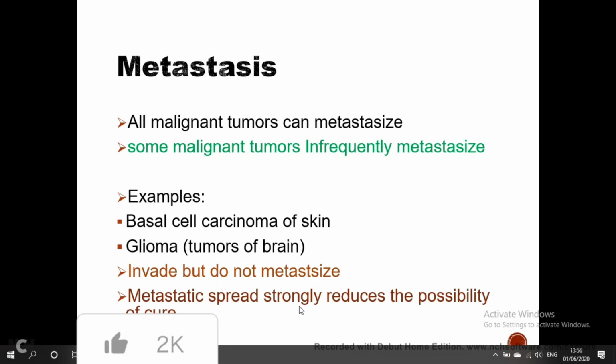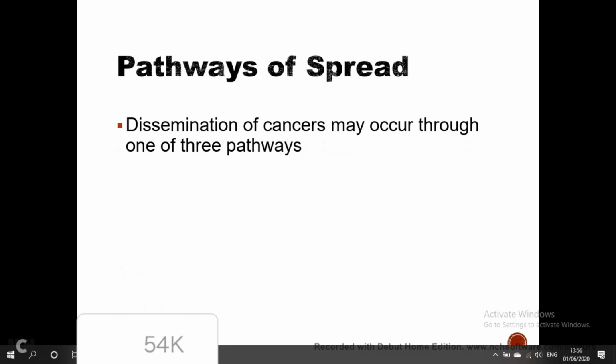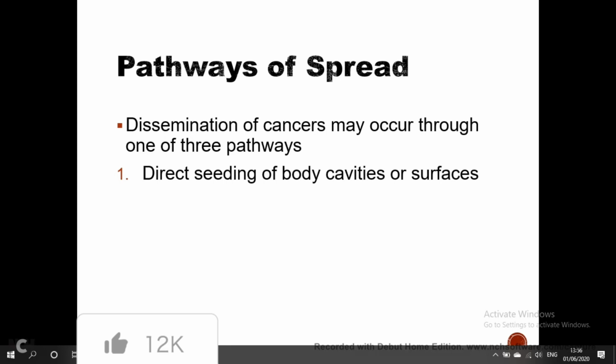Metastatic spread strongly reduces the possibility of cure. Yes, we know that if a tumor has already metastasized to different parts of the body, then it is very difficult to cure that tumor. Pathways of spread. Dissemination of cancers may occur through one of these three pathways. Either there will be a direct seeding of the body cavities. We all know that there are different cavities in the body, like the pleural cavity, peritoneal cavity, pericardial cavity. So many cavities. So tumor can get access to those cavities and spread because they have got a free area to spread.